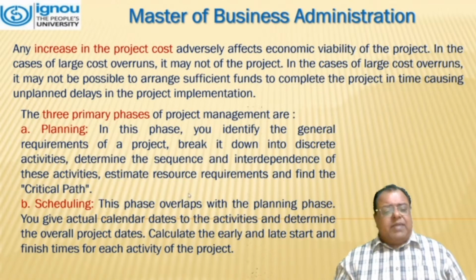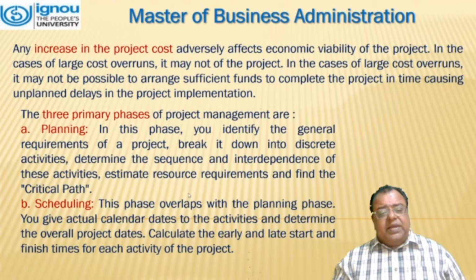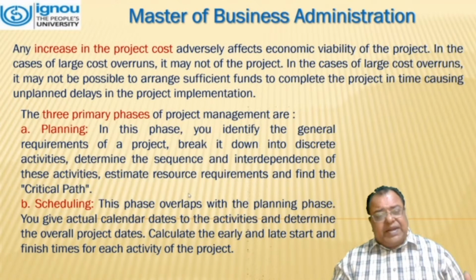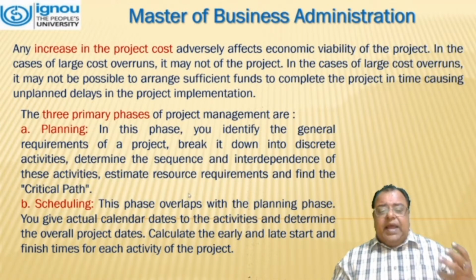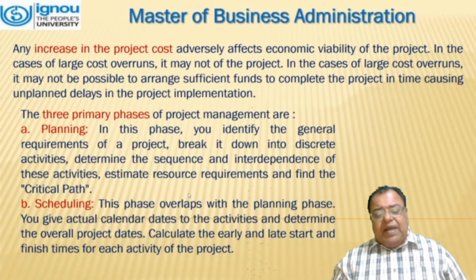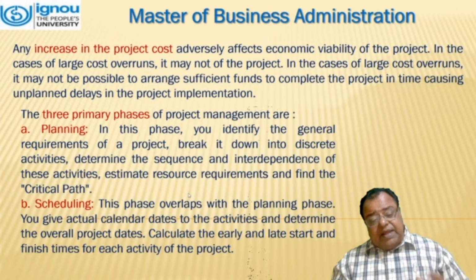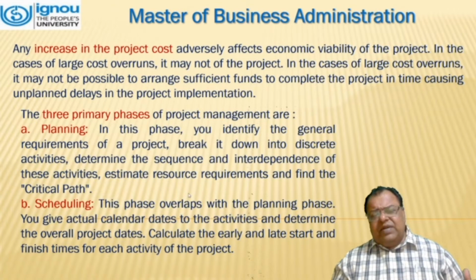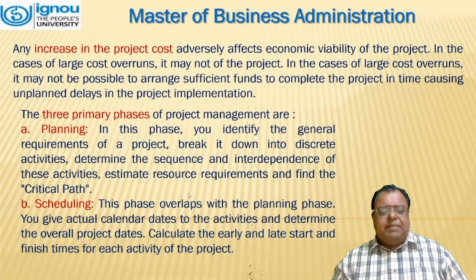There are three phases of project management. To start with, that is planning. In this phase, you identify the general requirements of the project, break it down into discrete activities, determine the sequence and interdependence of these activities, estimate resource requirements, and find the critical path. The second one is scheduling. This phase overlaps with the planning phase. You give actual calendar dates to the activities and determine the overall project dates. Calculate the early and late start and finish times for each activity of the project, as we have learned in CPM and PERT.